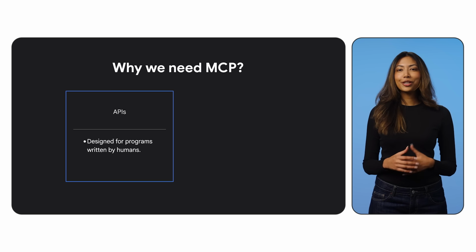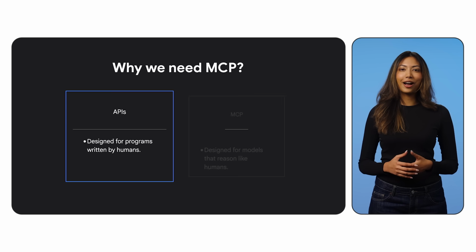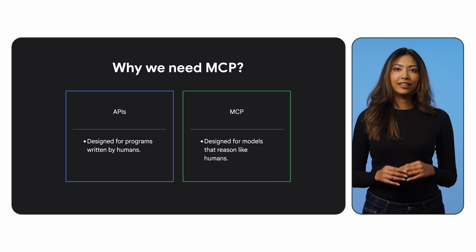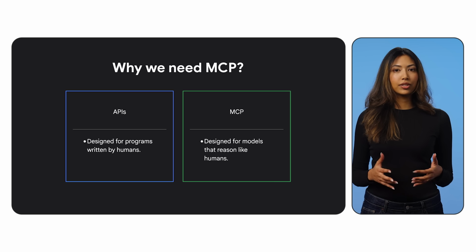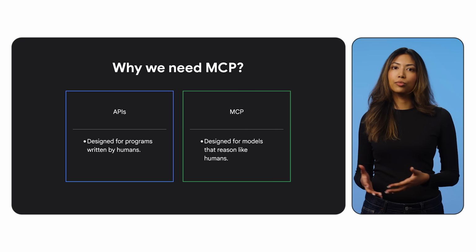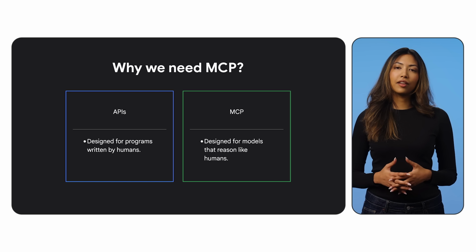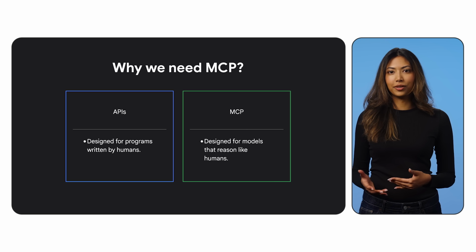Now, let's address the big question. If we already have APIs, why do we need MCP at all? The answer comes down to who the consumer is. APIs were designed for programs written by humans. MCP is designed for models that reason like humans. You can think of MCP as an abstraction above APIs. APIs still exist. MCP just makes them model-friendly.